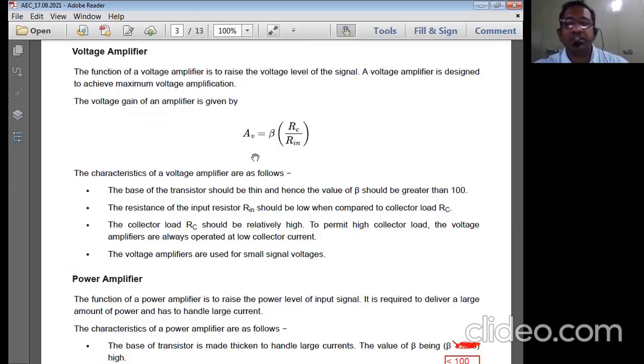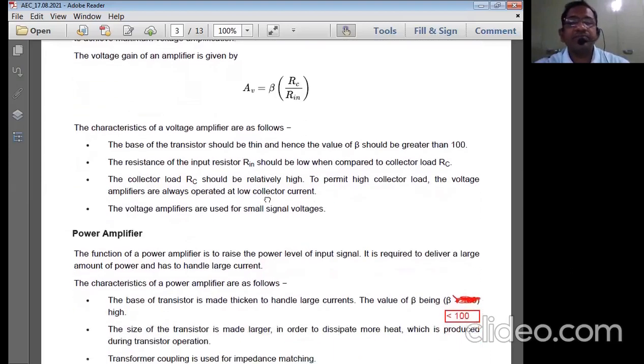It gives a voltage gain, capital A suffix V. What does A stand for? It is a gain representation. V is anyway voltage representation. So AV is equal to beta times RC by RN, we can write.